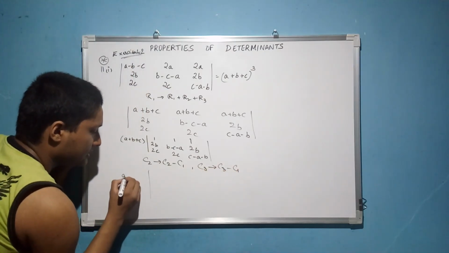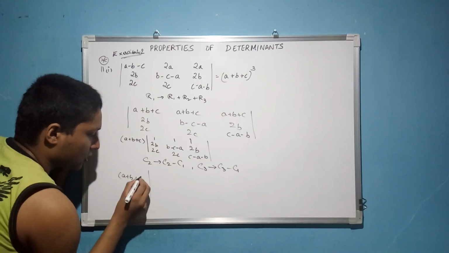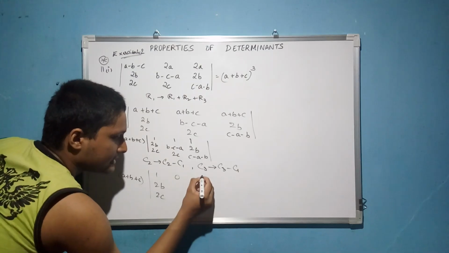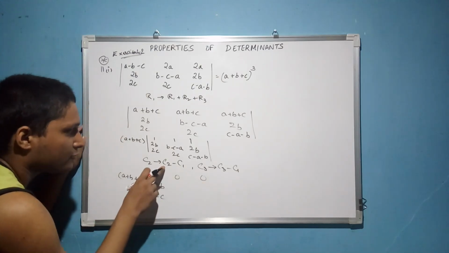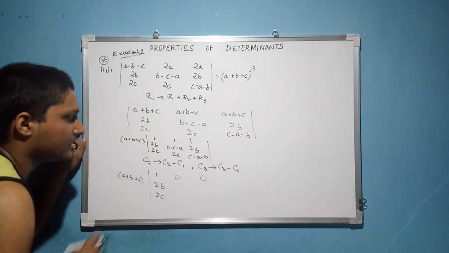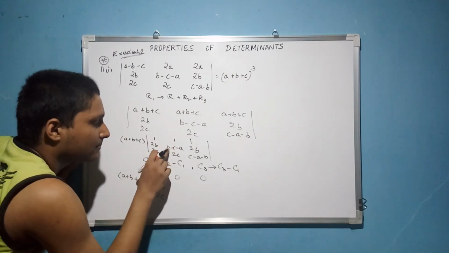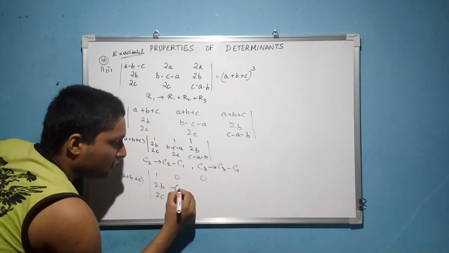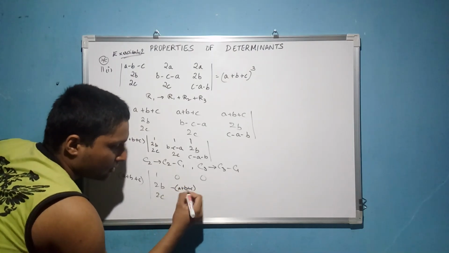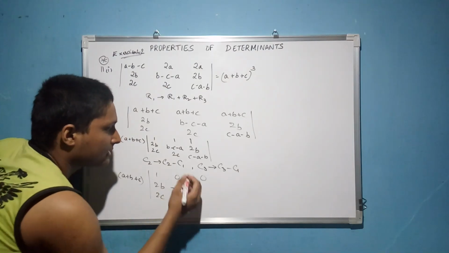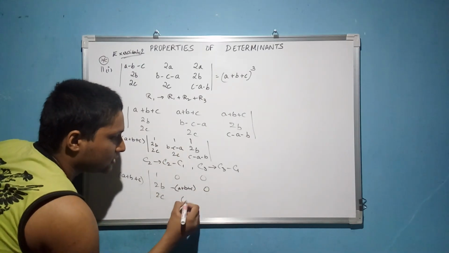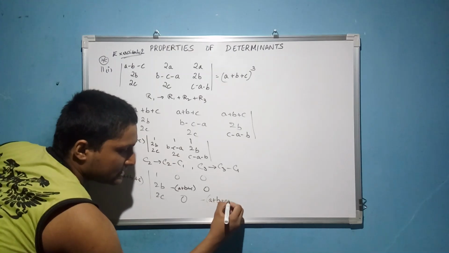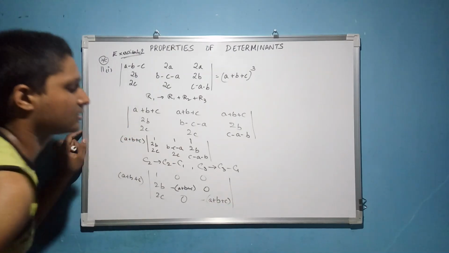So the first column remains the same, that is 1, 2b, 2c. Then you have 0, 0. Then you have C2 minus C1: b minus a, b minus c minus a minus 2b. So it becomes minus of a plus b plus c, or minus a minus b minus c. Then 2b minus 2c, 0. This is also 0. Then similarly here also you are going to get minus of a plus b plus c.